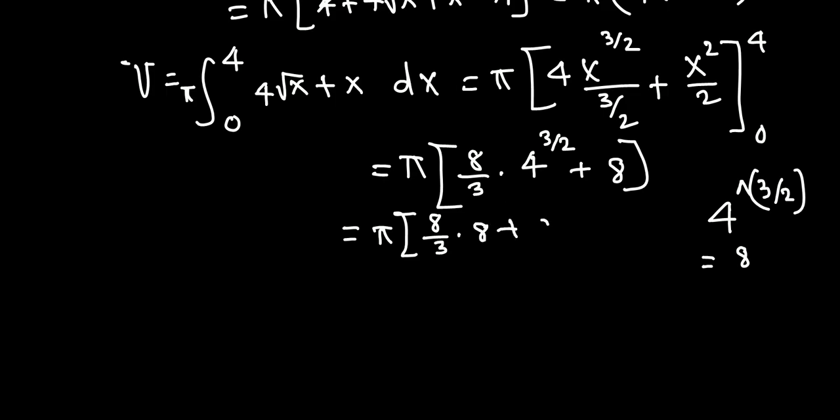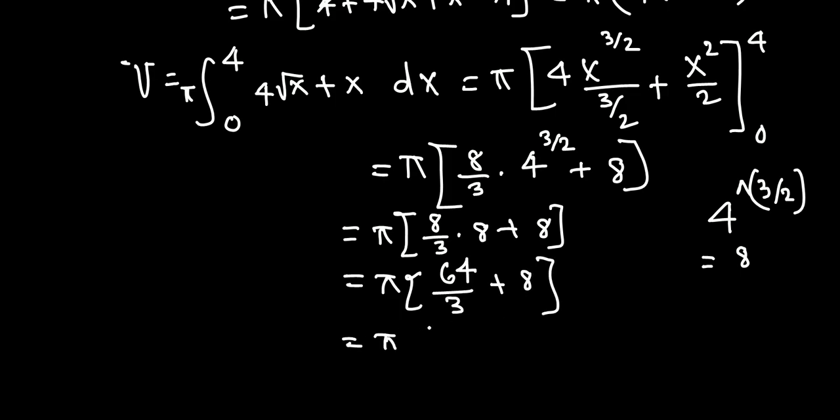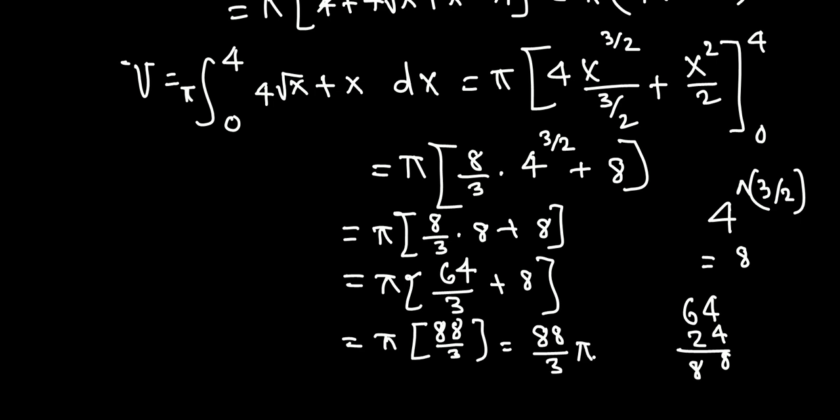This is 8 plus 8, so pi times 8 times 8, 64/3, plus 8. How many thirds is 8? 8 times 3 is 24/3, so 64 plus 24 is 88/3. So the final answer is 88/3 pi cubic units. Because it's volume, cubic units.